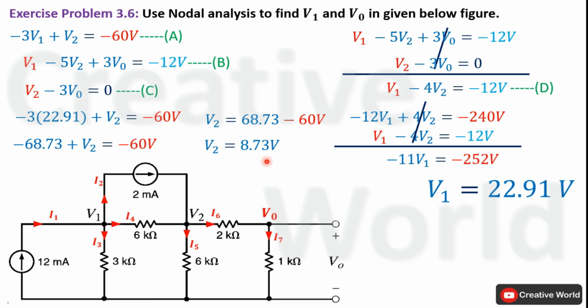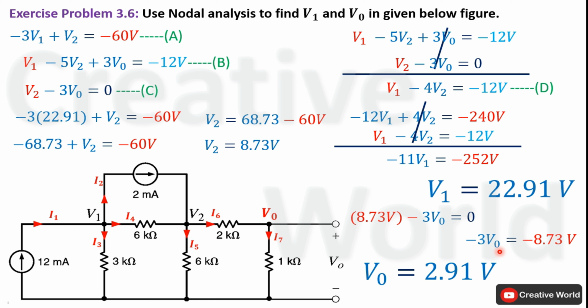After calculating the value of voltage V2, we are able to find out the value of voltage V0 by placing the value of V2 inside this equation C. In this equation C, V2 is replaced with its value 8.73 volt. Now place this 8.73 volt on the other hand side of equal and divide on both sides with minus 3 in order to find out the value of voltage V0, that will become 2.91 volt. So the value of voltage V1 inside this network is 22.91 volt and voltage V0 is equal to 2.91 volt.